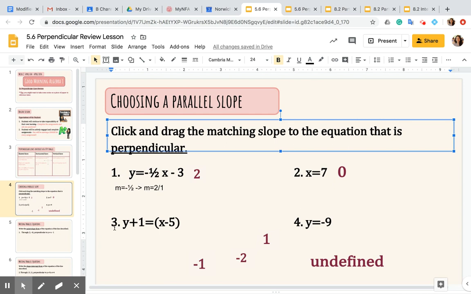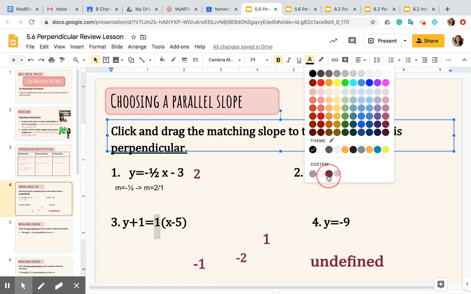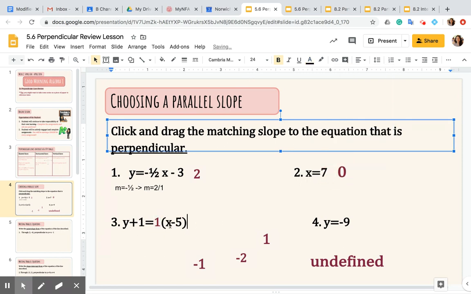All right, let's take a look at number 3. This one's in point slope form. Y plus 1 equals, and again, there's an understood 1 here. Remember, if there's an x on the other side, your slope isn't 0. If you have a y and an x, your slope isn't 0. You have some sort of slanted line.